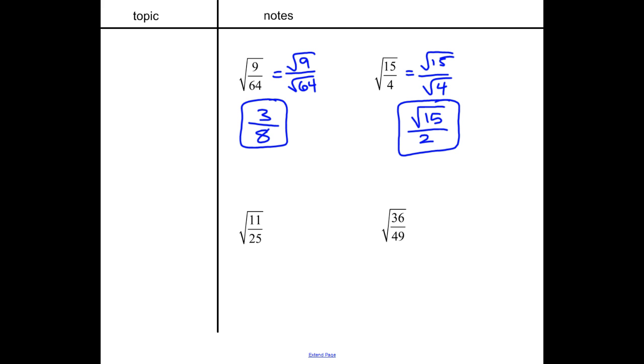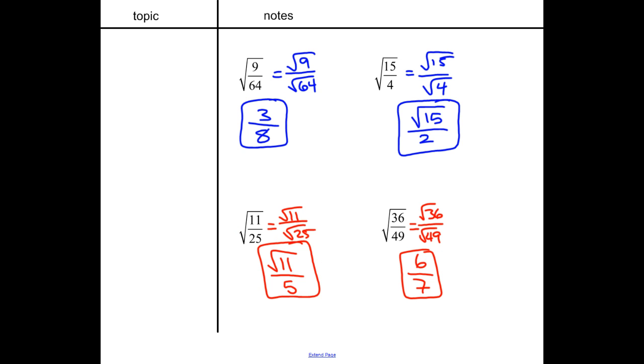Now there is a rule that we've got to talk about, and we'll talk about it a little bit later more in depth, but you cannot have radicals in the denominator. So you can have radicals in the numerator, but you cannot have radicals in the denominator. I'm going to let you guys do these last two quickly, and I'll show you the answers in 1 second.